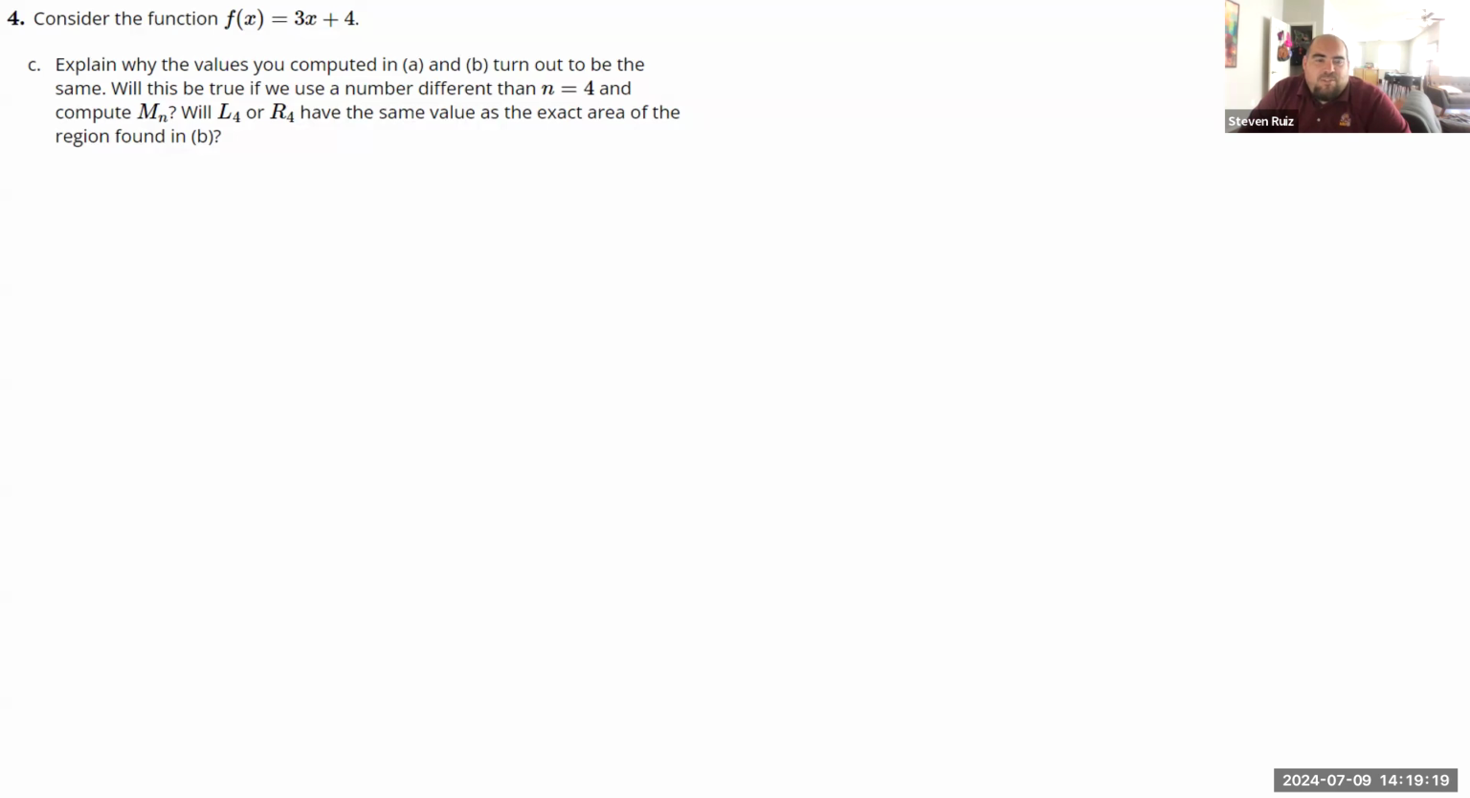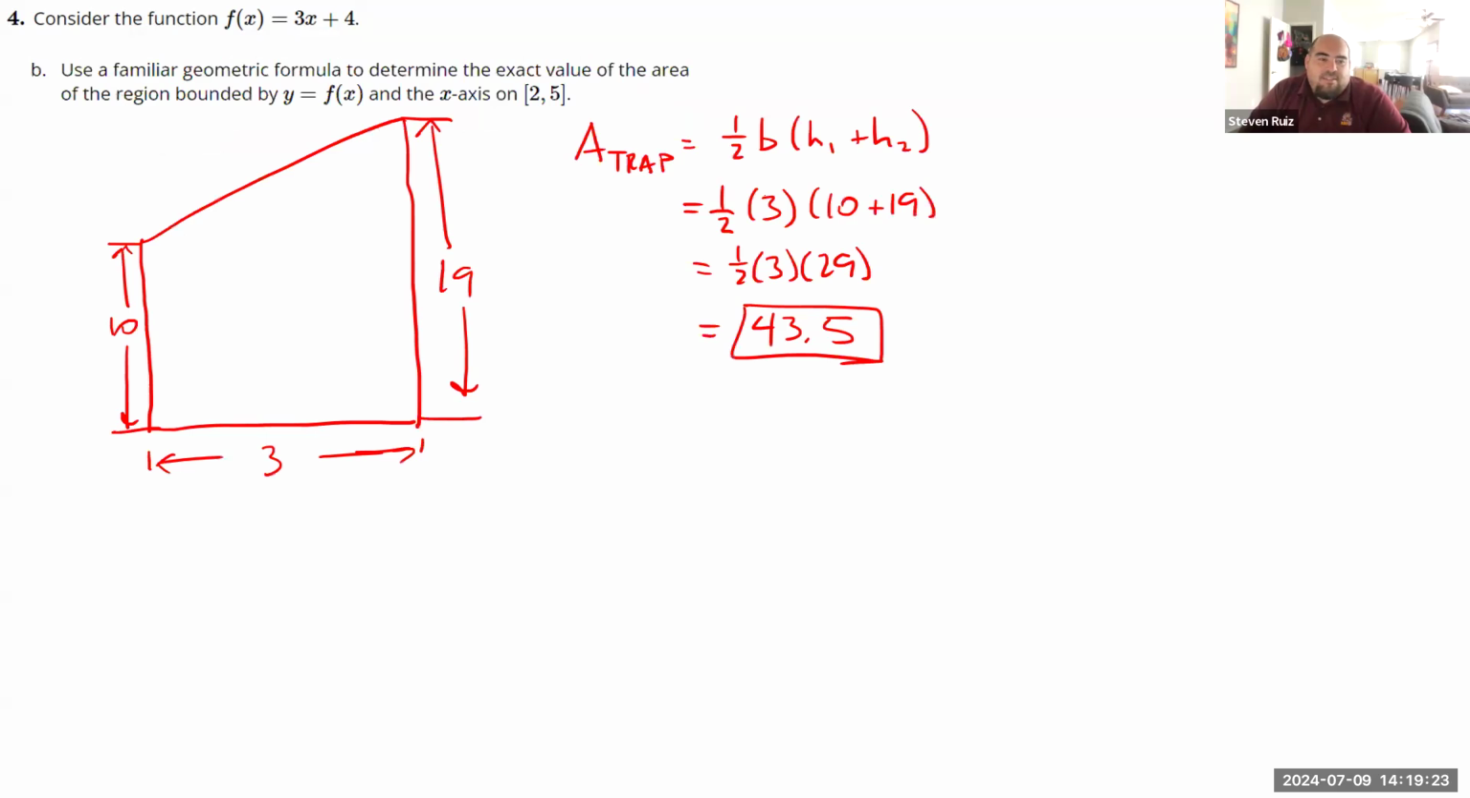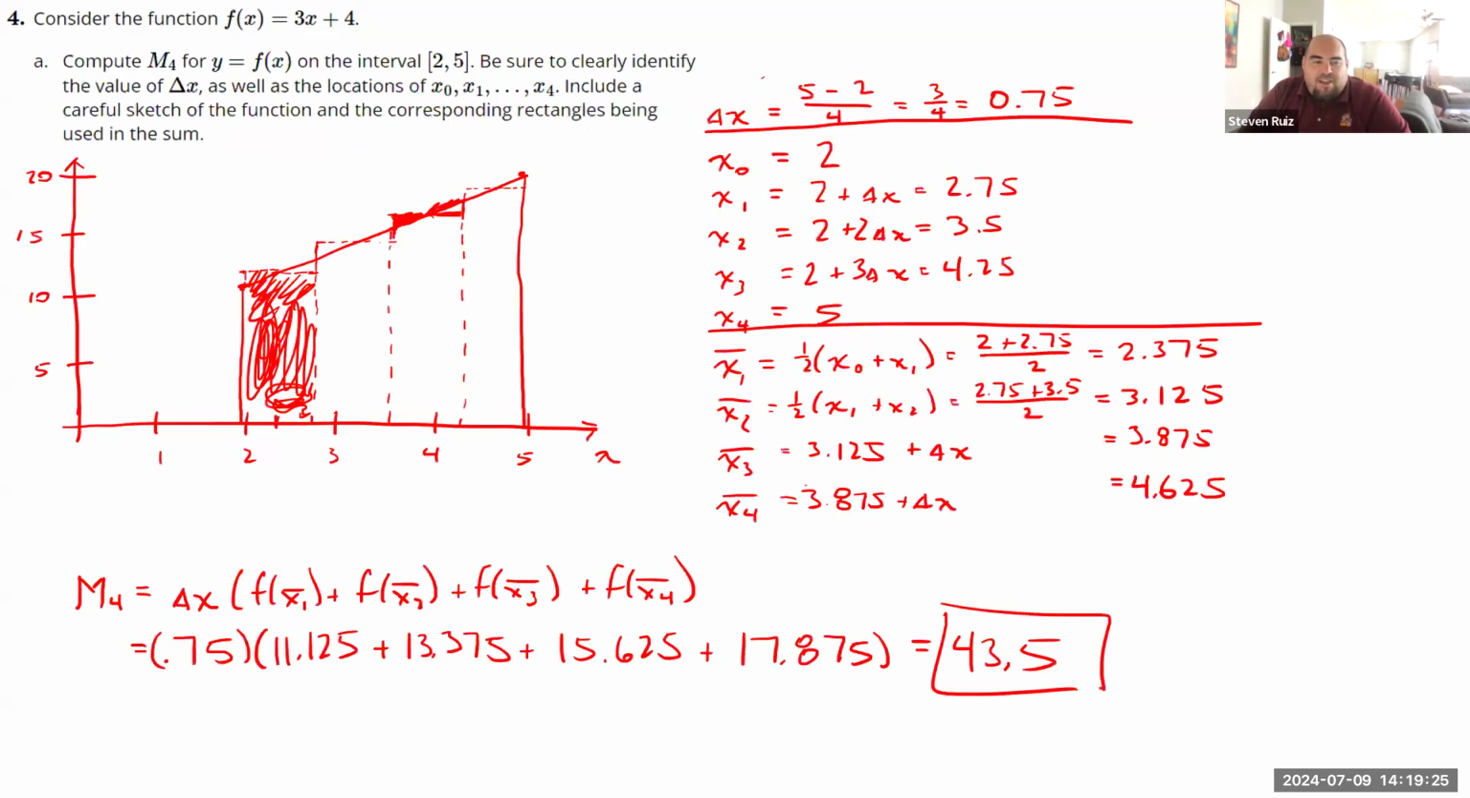Will this be true if we use a different number other than n equals 4 and compute the midpoint? Well, let's think about it. If we go back to our original graph here, what if instead of drawing 4 rectangles like this, I drew 8? Let's take the last rectangle here, and I'm just gonna do 1. Otherwise, it's gonna get very cluttered. But let's split this one in half.